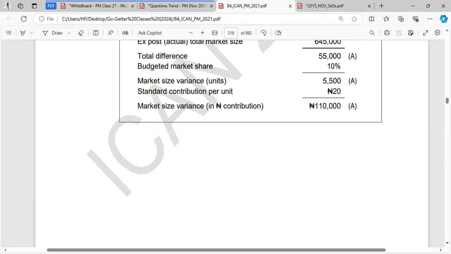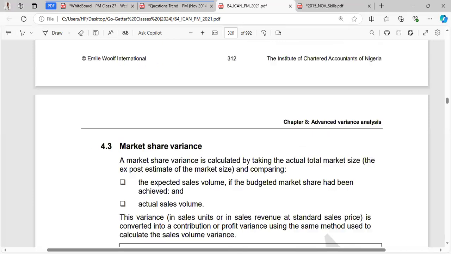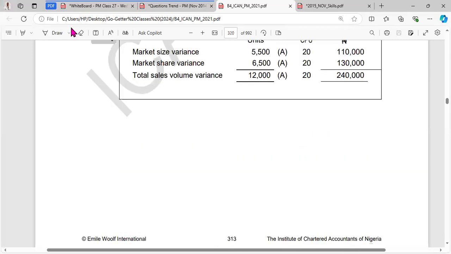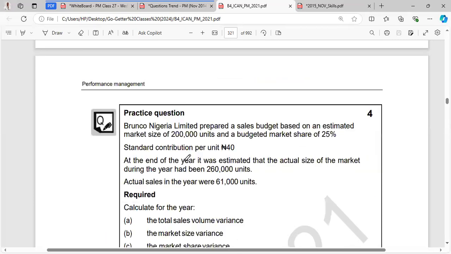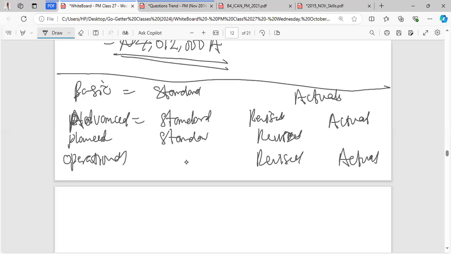Okay, so let's look at this example again and see what we can do. Practice question 4.